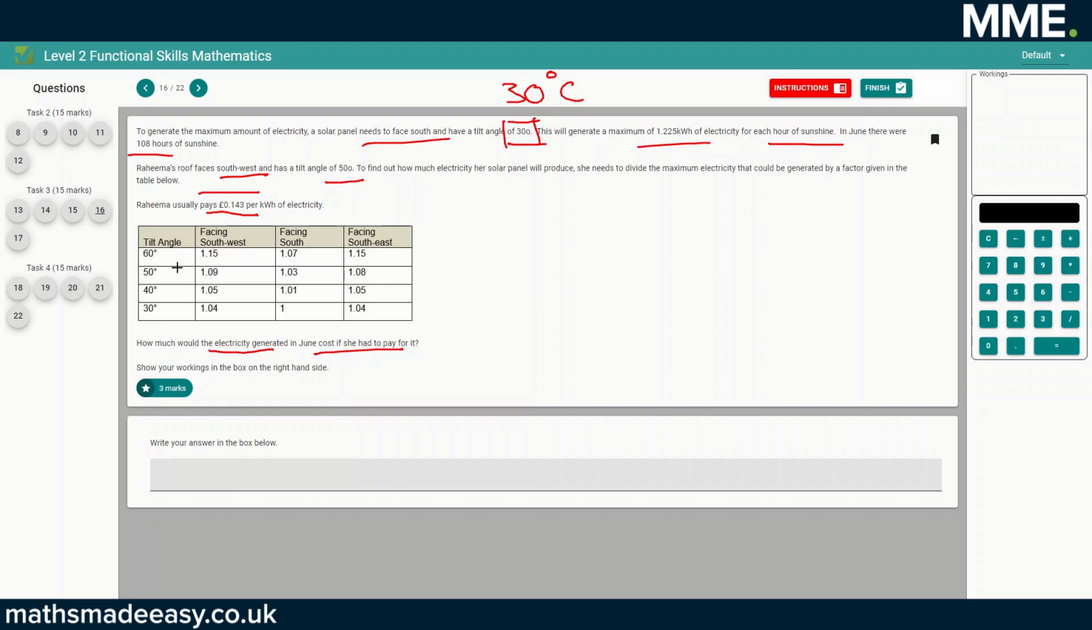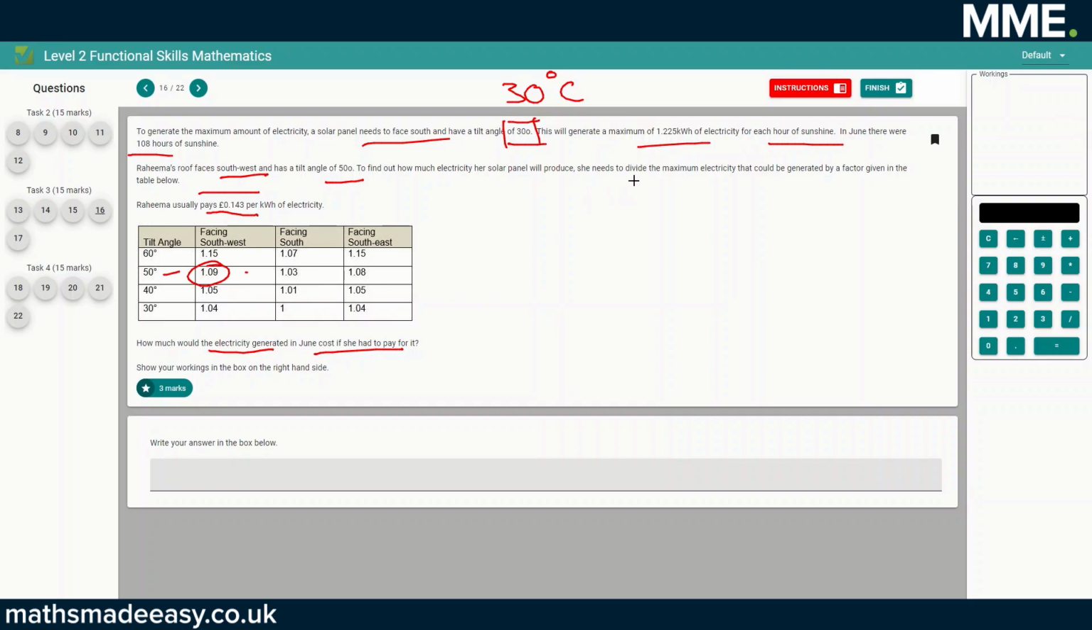all we have to do is read off the table. So from the information given in the question, it's a tilt angle of 50 degrees and facing southwest. So this is the reduction factor that we'll have to use later on.